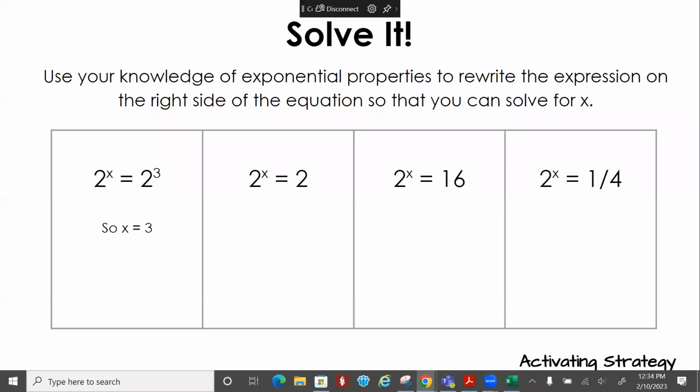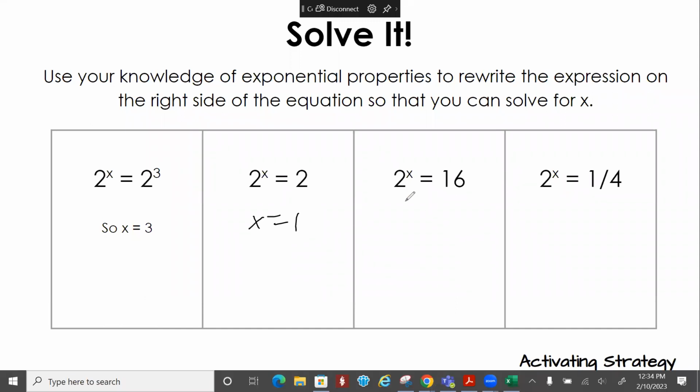So use your knowledge of exponential properties to rewrite the expression on the right side of the equation so that you can solve for x. So 2 to the third power gives us 2 to the third power. That's easy. Okay. On this one, 2 to what power would give us 2? 1. Good. So x would equal 1.